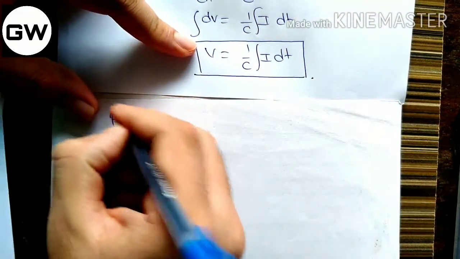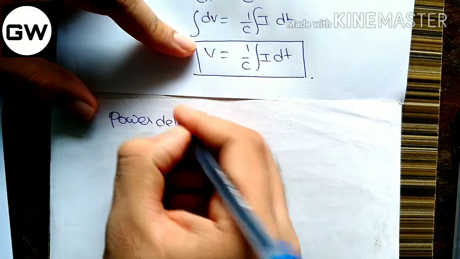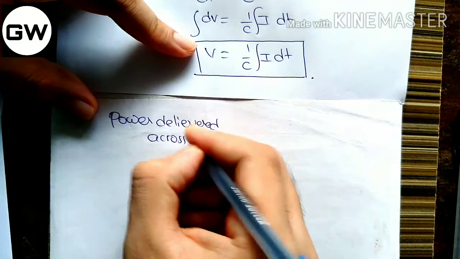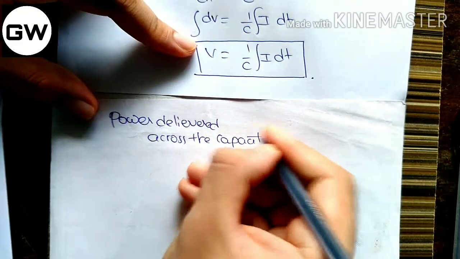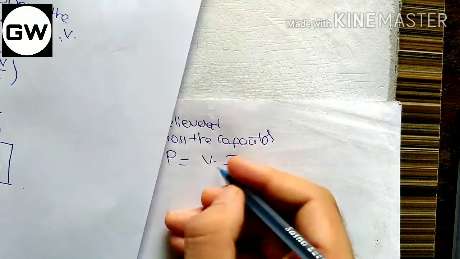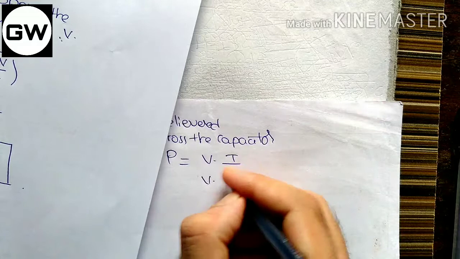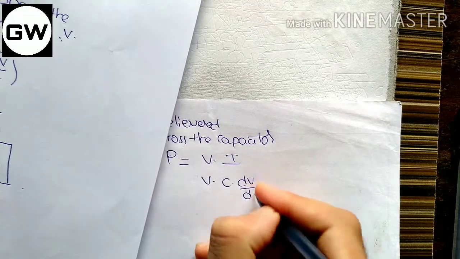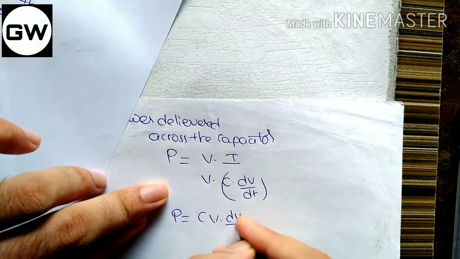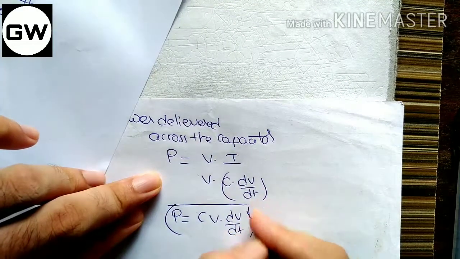Now the parameter is power. Power delivered across the capacitor is equal to V into I. But we already know what I is. I is equal to C into dV by dt. Okay, V into C into dV by dt. Power is equal to CV into dV upon dt. This is the power value.